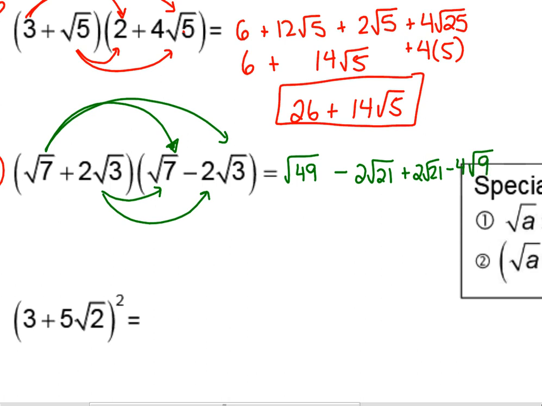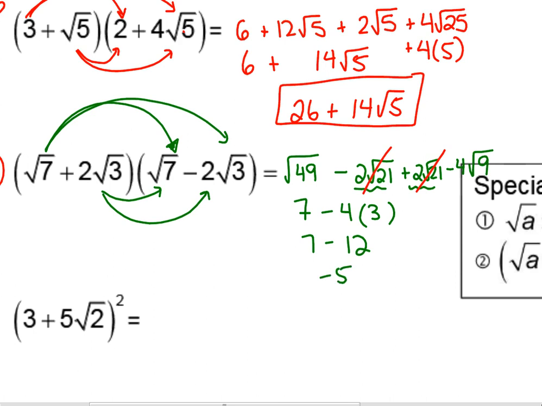So root 49, you might have gone straight to 7, and that's totally fine. What happens with our middle terms? They cancel out. And then we're left with minus 4 times, what's root 9? 3. So 7 minus 12 is negative 5, your answer.